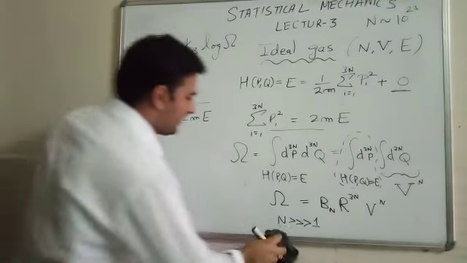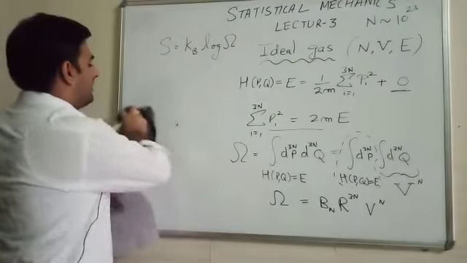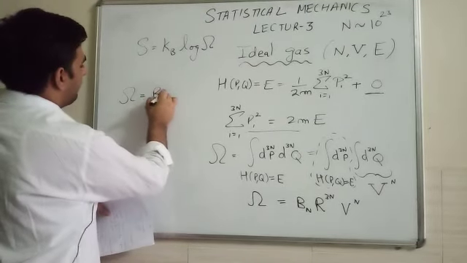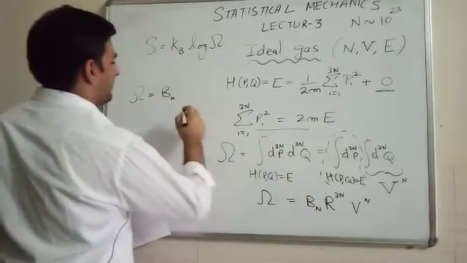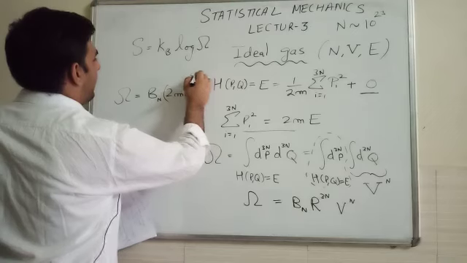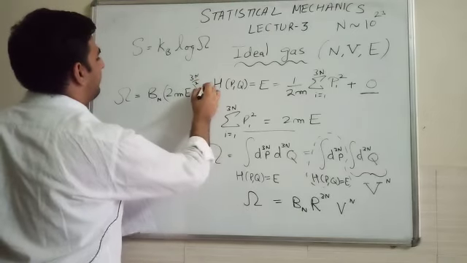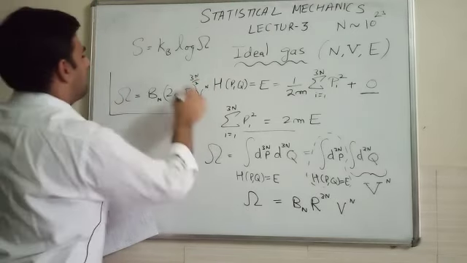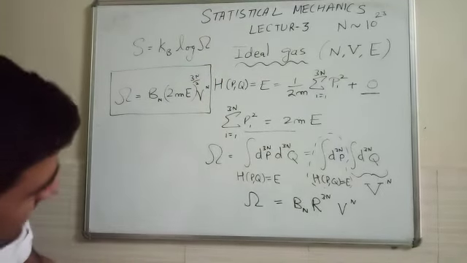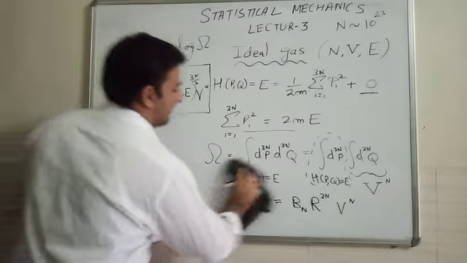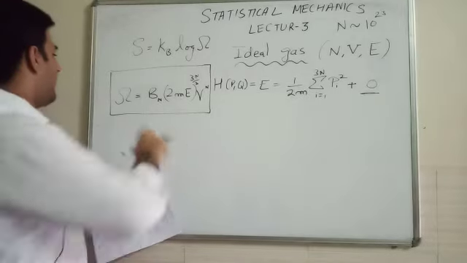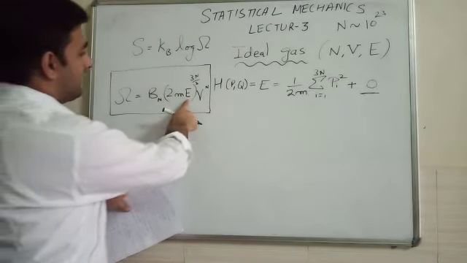So our number of microstates comes out to be omega equals Bn times, what is r? This is 2mE, that's a square root, so this is (2mE) to the 3n over 2, and V to the n. So this is the number of microstates that our system possesses. So let's write this down. Omega comes out to be a function of the energy of the system and the volume V.